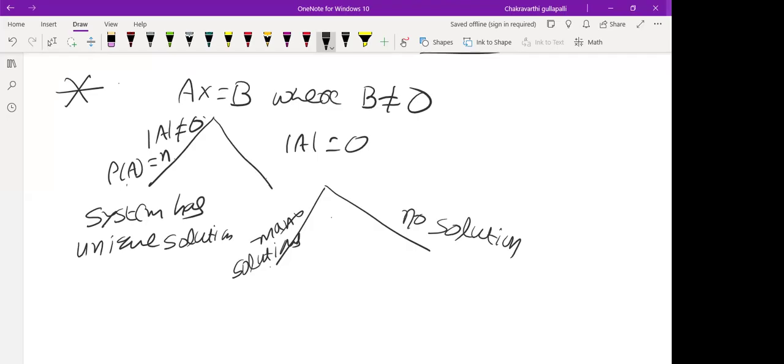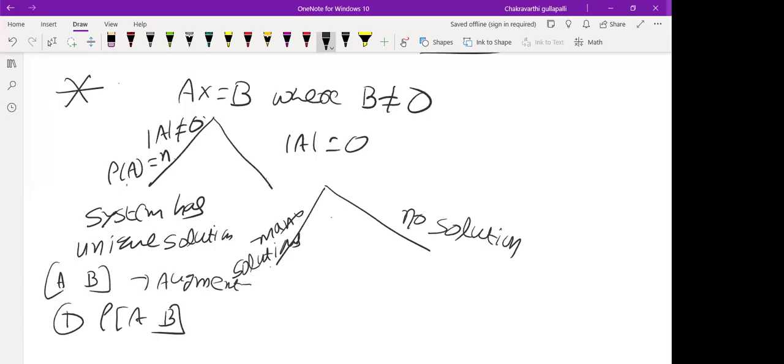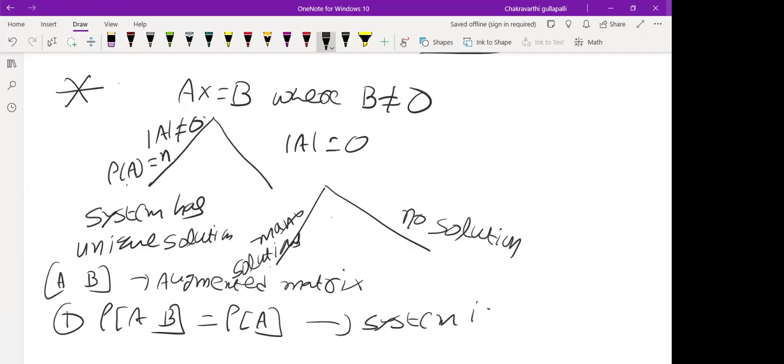Then how to break this? How will we know many or no solution? That you can break using this concept. Rank of augmented: take A along with B, formulate this. This matrix is called the augmented matrix. Reduce it to echelon form. If the rank of the augmented matrix is equal to the rank of A, then the system is consistent. Consistent means it may have one solution or many.